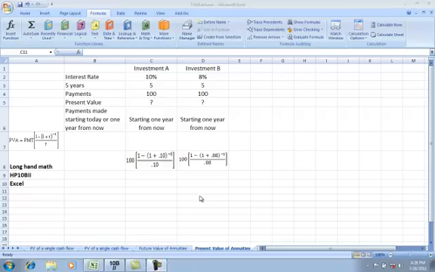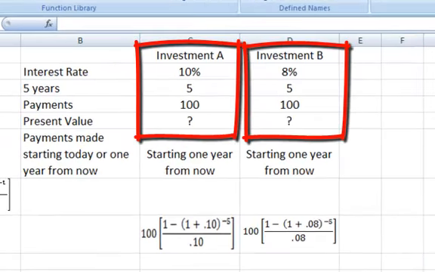Welcome to a short video tutorial showing how to calculate the present value of future payments, i.e. annuities. If you look on your computer screen, you should see two investments, investment A and investment B.